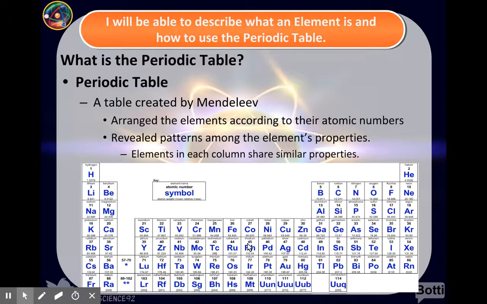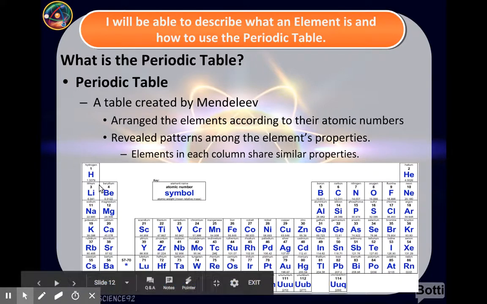Now, this is the periodic table. It was created by Dmitry Mendeleev, and it was arranged by the elements according to their atomic numbers. There were lots of different models that he came up with first and lots of other people came up with. This is just the one we stuck with. And as we learn more about the periodic table, we will see that each column has similar properties, and we'll talk more about those in a later video. But right now, you just need to know that each of these columns share some characteristics.